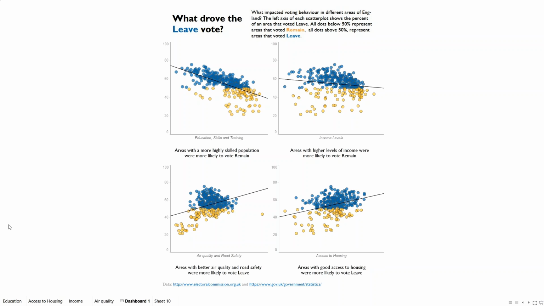So Ben was asking what the R squareds are. Are you able to hover over the lines? So quite low for air quality, road safety and access to housing. Really small for income levels, and fairly decent for education. Again, as I said, you could find better measures that actually say more. Awesome.